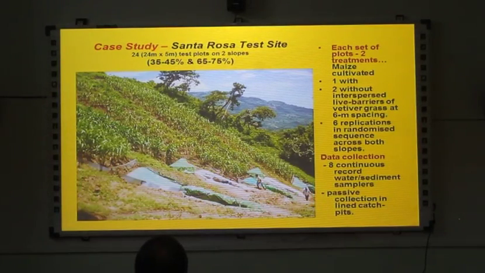These are the catch pits. There is a flume covered over to stop other water, and that feeds into a barrel with a measuring gauge on it, an automatic one, to find out what's going on. Each plot, 2 treatments, cultivated with or without live barriers. This is a standard sort of PhD setup for this kind of business. If you're in agriculture, you'd recognise it.